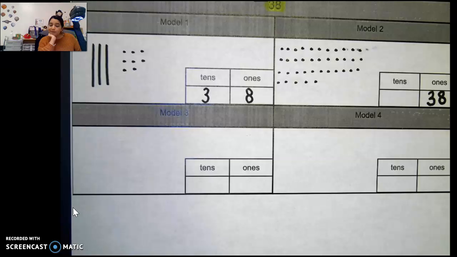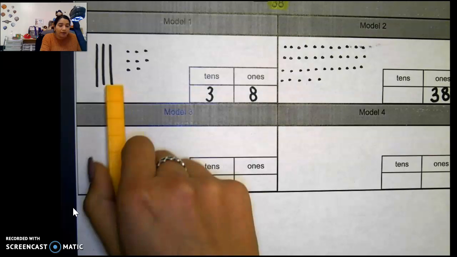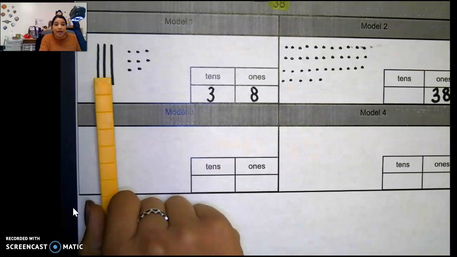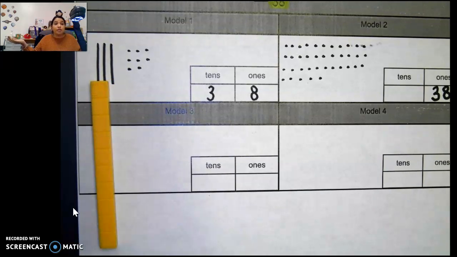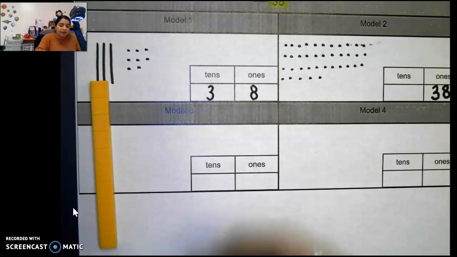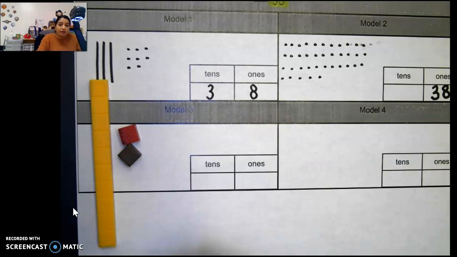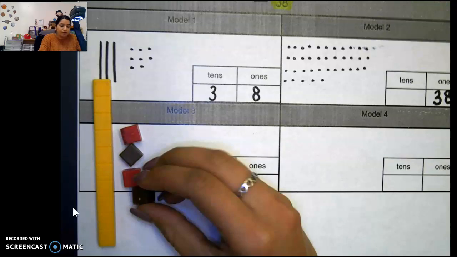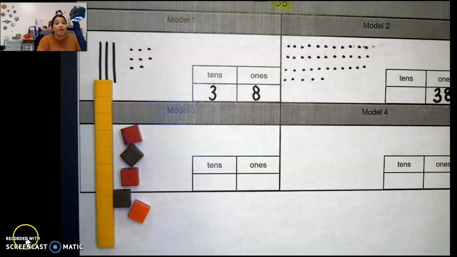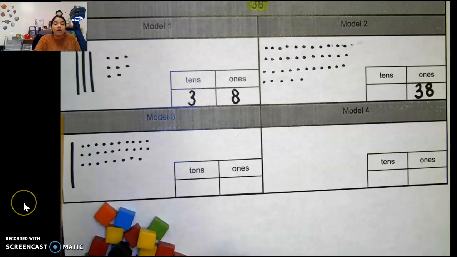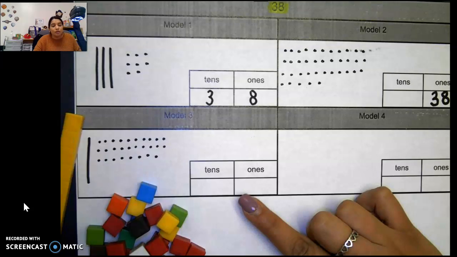So let's see. I have a tens block. So this means I have 10. Okay, and I can use 1 10 block and then just count the rest in ones until I get 38. So let's count the rest in ones. So I have 10, 11, 12, 13, 14, 15, and then I'm going to count all the way until 38 with my ones.